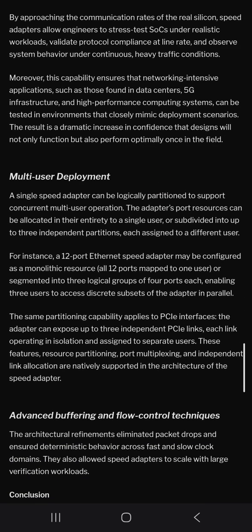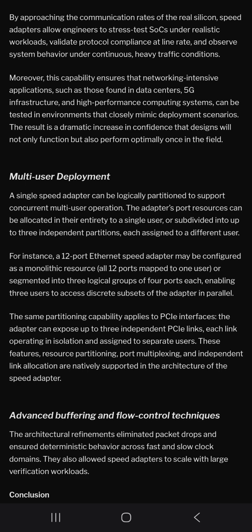Multi-user deployment. A single speed adapter can be logically partitioned to support concurrent multi-user operation. The adapter's resources can be allocated in their entirety to a single user or subdivided into up to 3 independent partitions, each assigned to a different user. For instance, a 12-port Ethernet speed adapter may be configured as monolithic resources, with all 12 ports mapped to one user, or segmented into 3 logical groups of 4 ports each, enabling 3 users to access a discrete subset of the adapter in parallel.